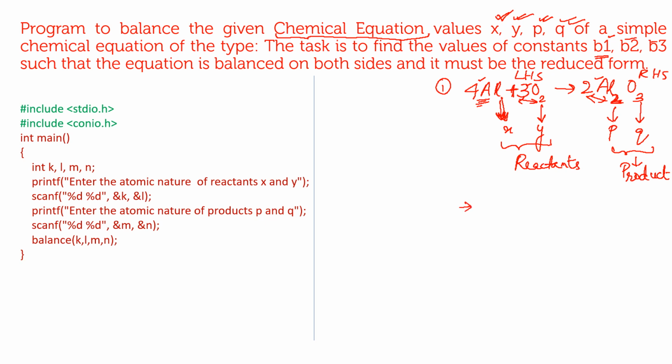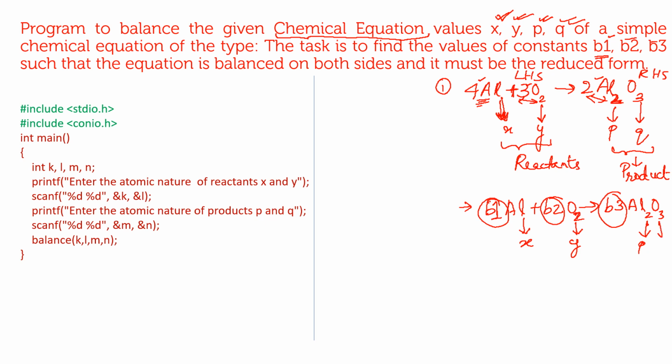So let me write it once again. I can call them the coefficients also. So B1 Al plus B2 O2, which will give you B3 Al2O3. Now you have to find the values of these coefficients B1, B2 and B3. And what are your inputs? The inputs are X, Y, the suffixes in the left hand side, and the suffixes of your right hand side, that is your product terms P and Q.